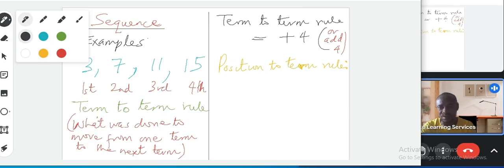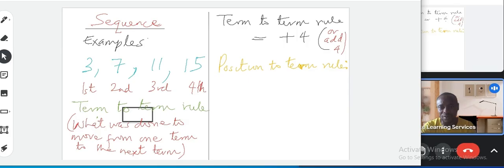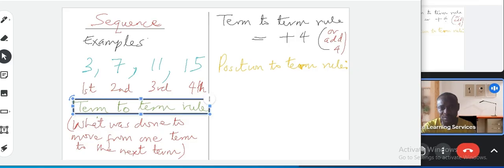Let me show you how to get the position to term rule now. Just hold on. I want to put this in a box.